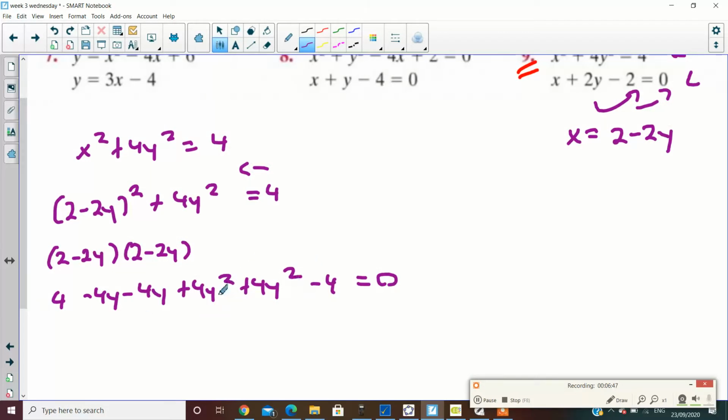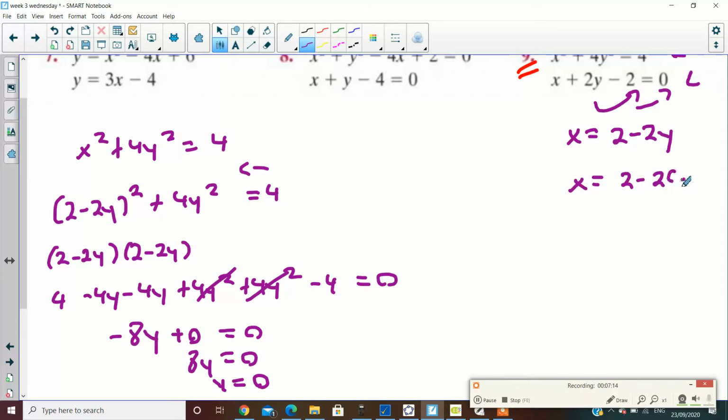The 4y squares cancel. And we get y equals 0. And once again, only one point of intersection. So the two questions I've chosen have only had one point of intersection twice. Odds in that are low. And then x equals 2 minus 2 times 0. X equals 2. And we get the point 2, 0.